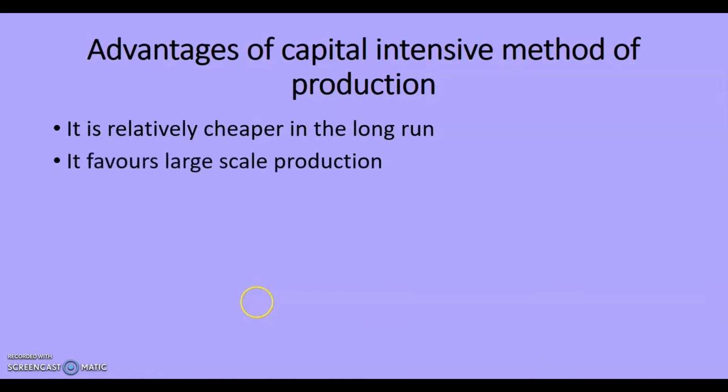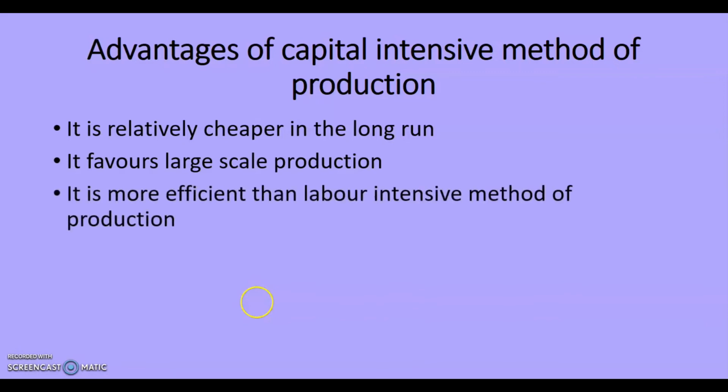Then it favors large-scale production. We all know the use of capital, for example machines, helps you to increase your productivity. So if you want to produce on a larger scale, as I said, it will be very rational of you, the producer, to use capital intensive rather than labor intensive. It is more efficient than the labor-intensive method of production. Obviously, the use of machines is very efficient as compared to the use of humans or labor.